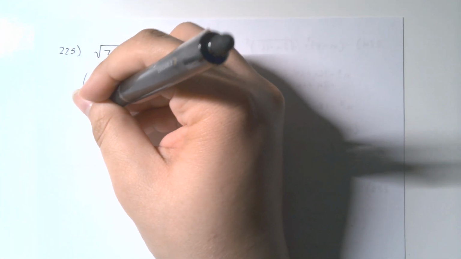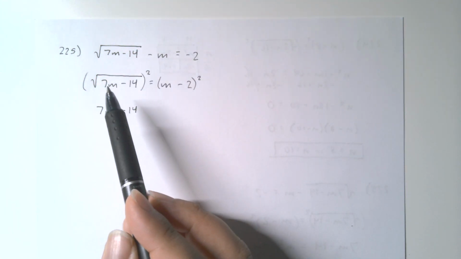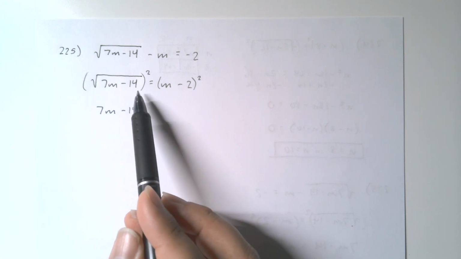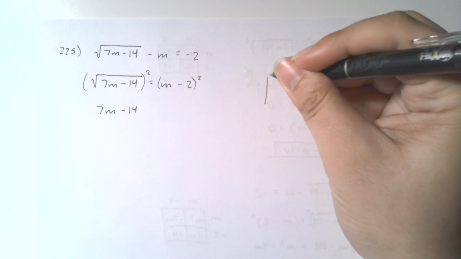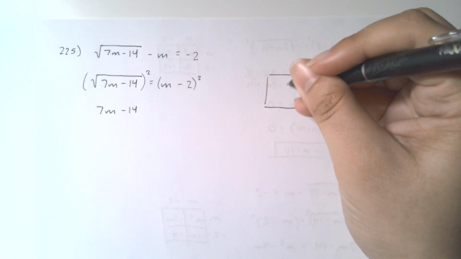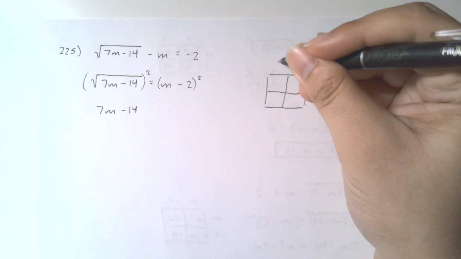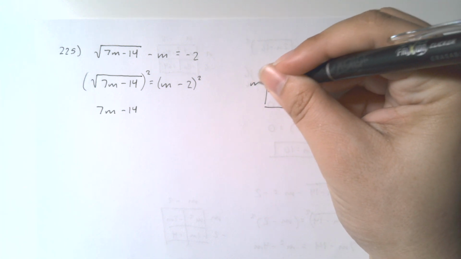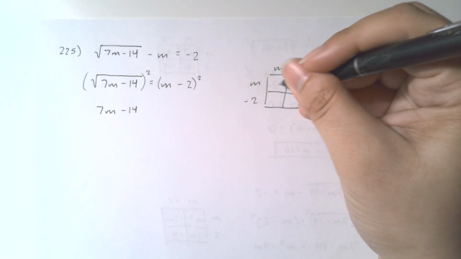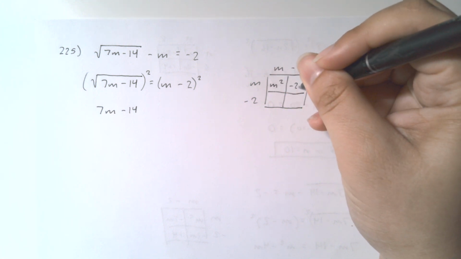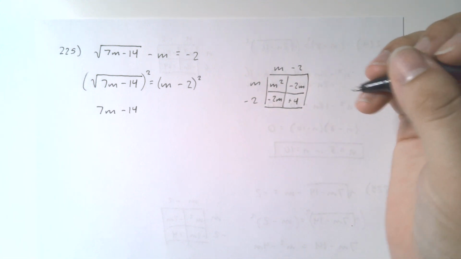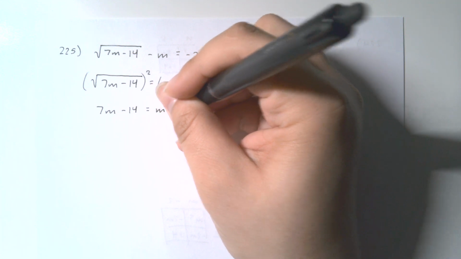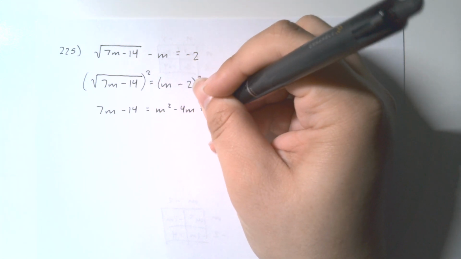And on the left-hand side, we just have 7m minus 14. Again, when we square a square root, all we're left with is what is inside the root. So we just have 7m minus 14. On the other side, however, we're going to multiply this out. Remember, m minus 2 squared just means m minus 2 times m minus 2. Multiplying that out, we get m squared minus 2m minus 2m plus 4. And that gives us m squared minus 4m plus 4.